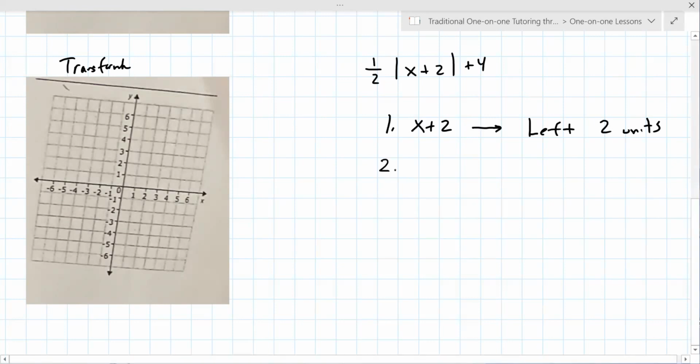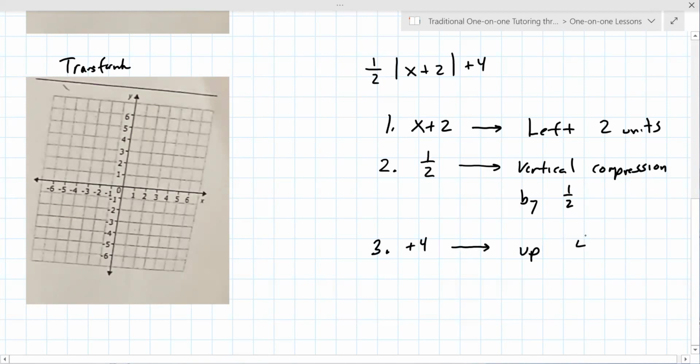So the second transformation is this 1/2. The 1/2 is a vertical compression by 1/2. And then the third transformation is this plus 4. That moves everything up 4 units.